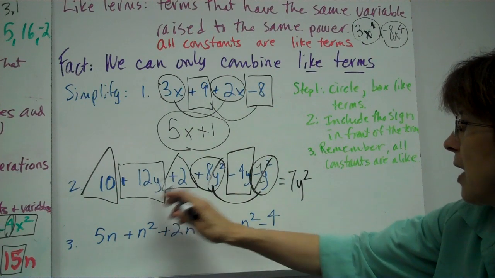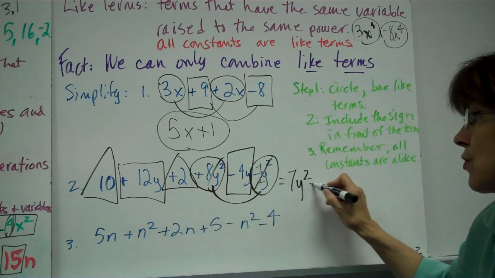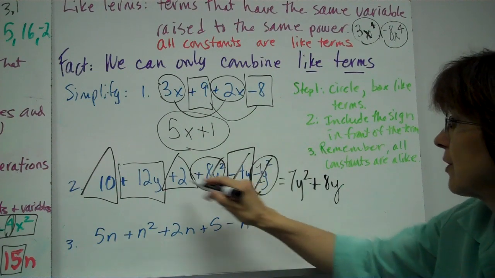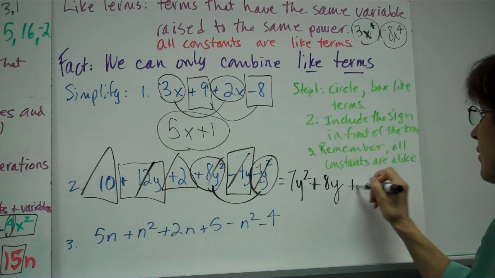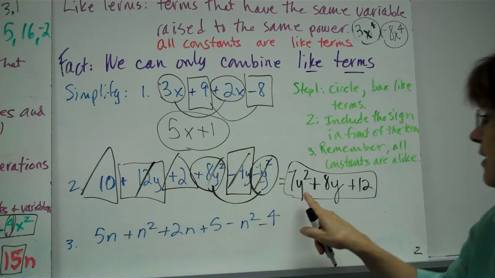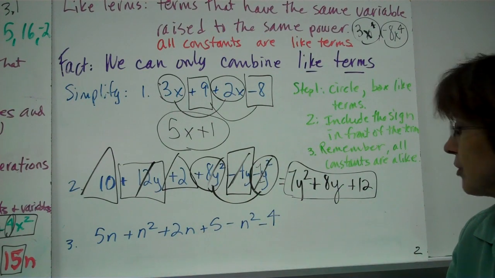And then I've got the boxes now. I've got 12y minus 4y. Well, that's going to be 12 minus 4 is positive 8y. Okay? I can get rid of those. Now I've just got my constants to take care of. I got 10 plus 2, which is 12. So again, here is a simplified version of that. This only has 1, 2, 3 terms, where before I had 6 terms. So you see how it is a little bit simpler.